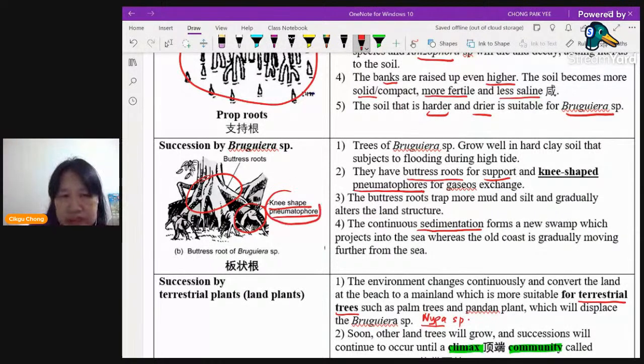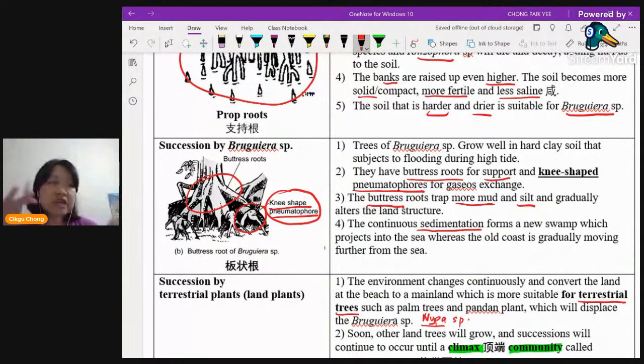The pneumatophore is knee-shaped. So these buttress roots, at the same time, also trap more and more mud. The same story repeats itself. So as more and more time passes, more and more mud comes down from the river, you find the mud will be trapped more, and the silt gradually will change the land structure, become more and more solid, more and more drier. Okay, become drier. So now the area becomes higher. It's no longer very near the sea already.